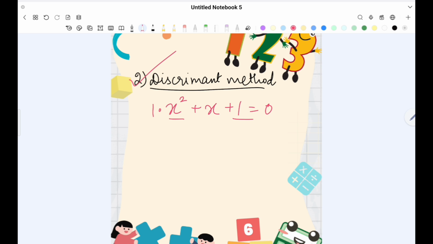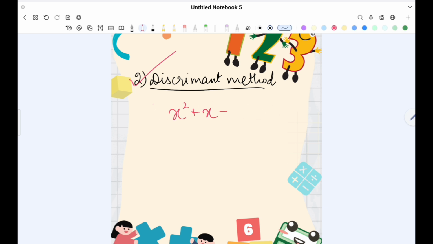Here a is 1, the coefficient of x square, and c is 1. So 1 into 1 gives 1. We will take prime factorization, so it is only 1. Here is 1. If we add 1 plus 1 it becomes 2, and it is not possible to write it here. So we are not able to do this question by factorization method.